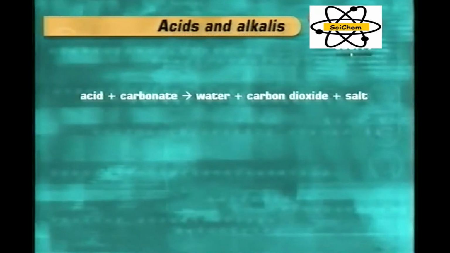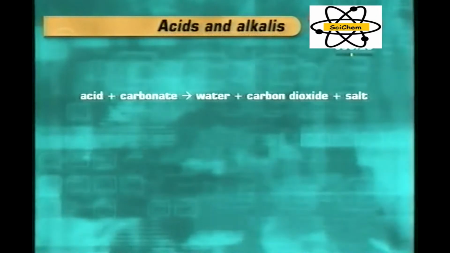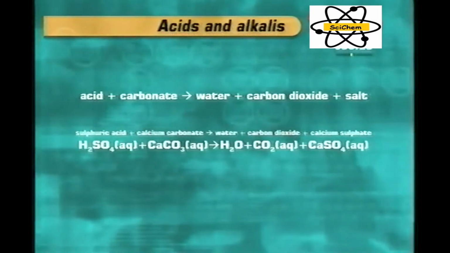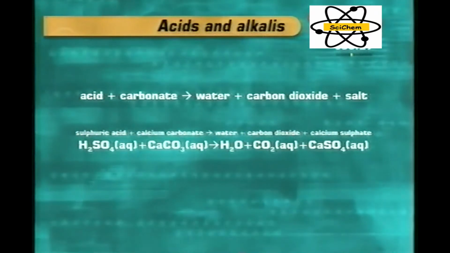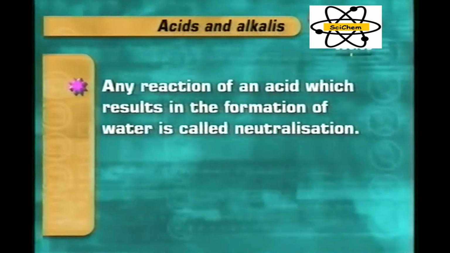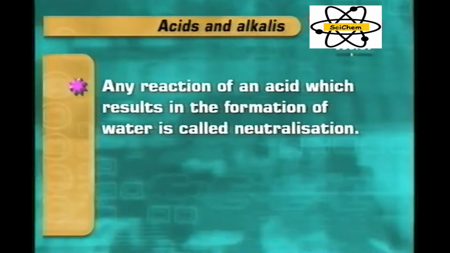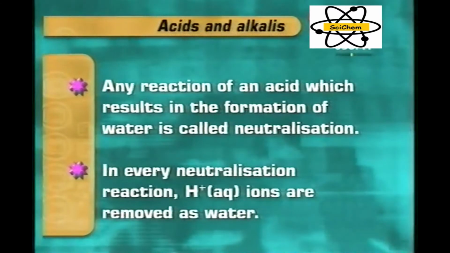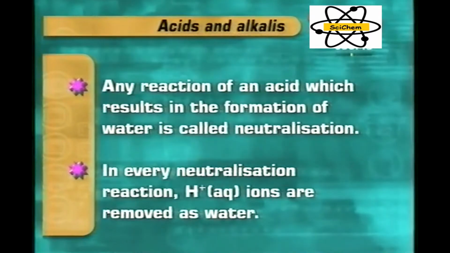When acids react with carbonates, water, carbon dioxide and a salt are formed. For example, sulfuric acid reacts with calcium carbonate to give water, carbon dioxide and calcium sulfate. Any reaction of an acid which results in water being produced is called neutralisation. In every neutralisation reaction, hydrogen ions are removed from the solution as water.